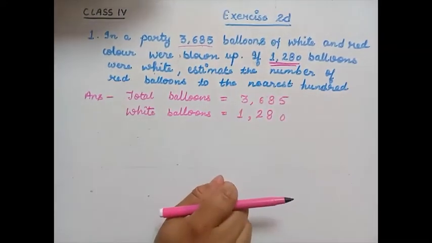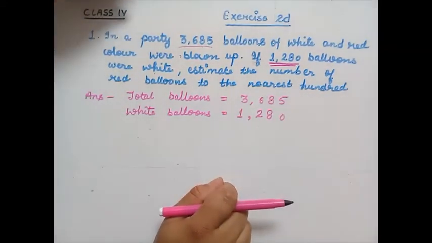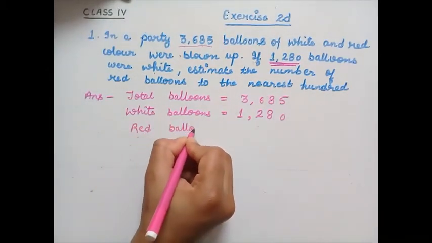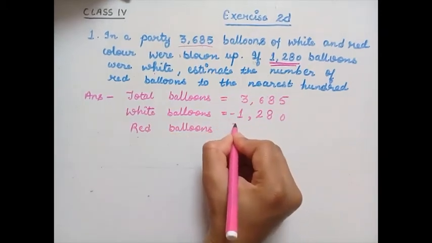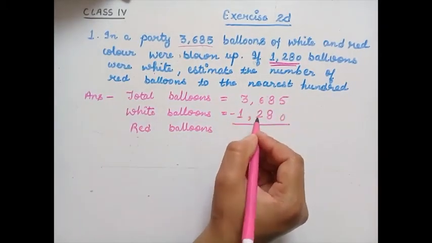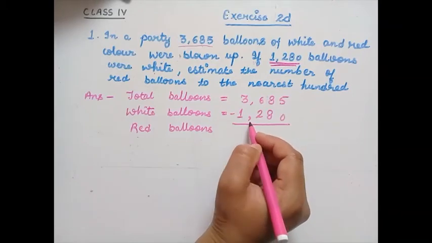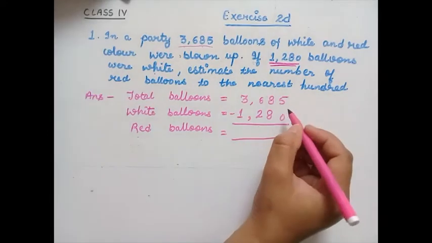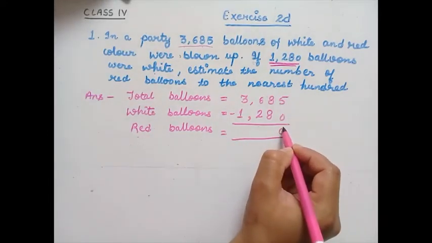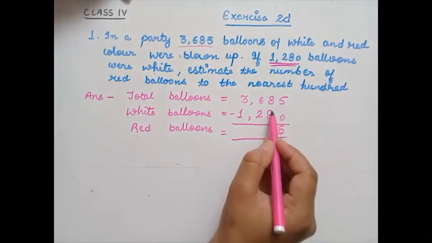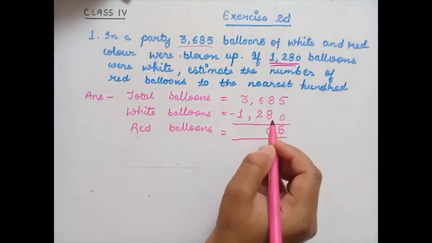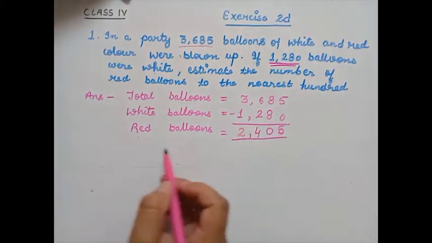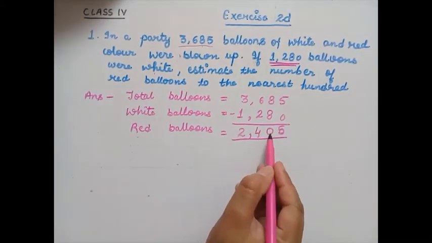So the number of red balloons is not given here. So we have to find the number of red balloons. For calculating the red balloons, we have to subtract these numbers. We have to subtract the number of white balloons from the total balloons. So let's do it. By subtracting, 5 minus 0 we will get 5, 8 minus 8 we will get 0, 6 minus 2, 4. Put comma and then 3 minus 1, 2. So the number of red balloons is 2405.